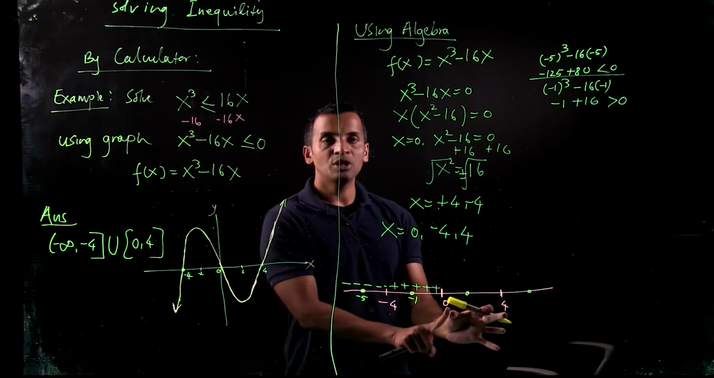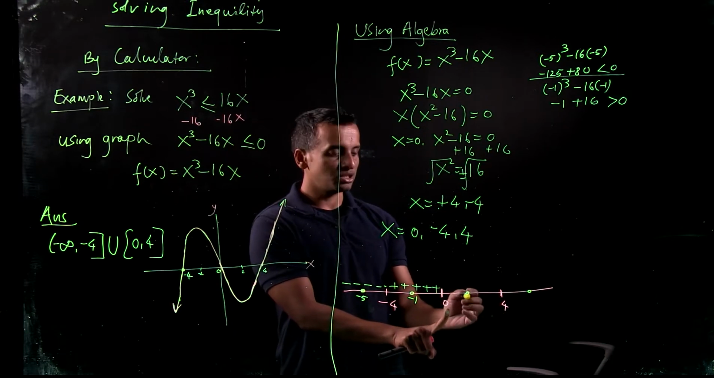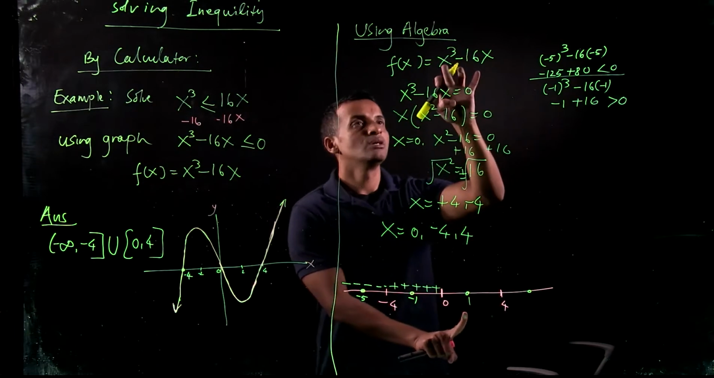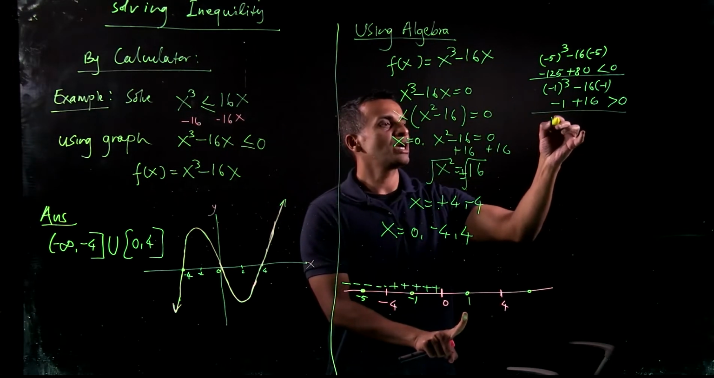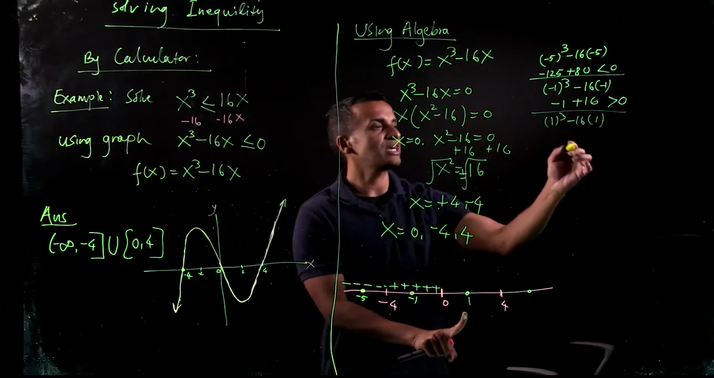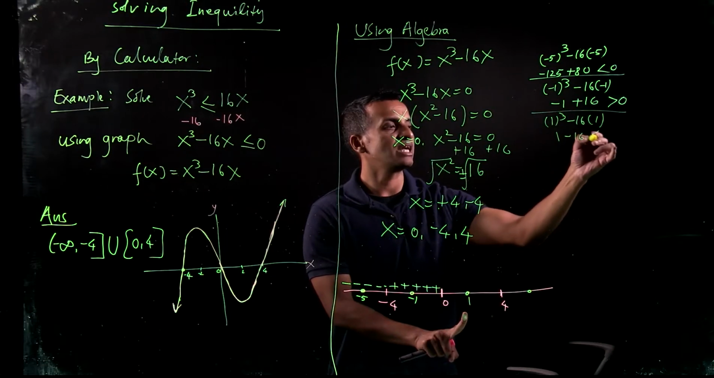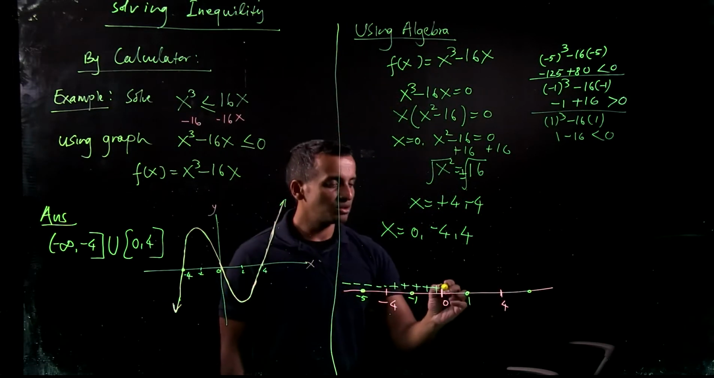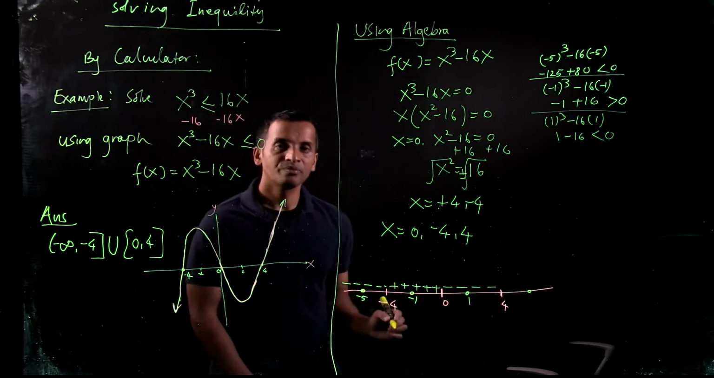Alright, let's pick a number between 0 and 4. That's a test point between 0 and 4. Let's pick 1. What do you get? 1 cubed minus 16 times 1. You just plug in 1 for x. You got 1 minus 16. That is negative, right? So you fill with a negative sign there.